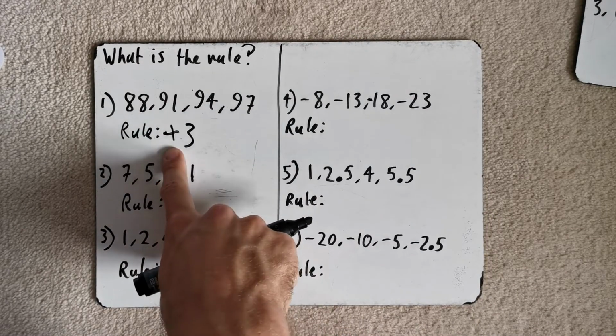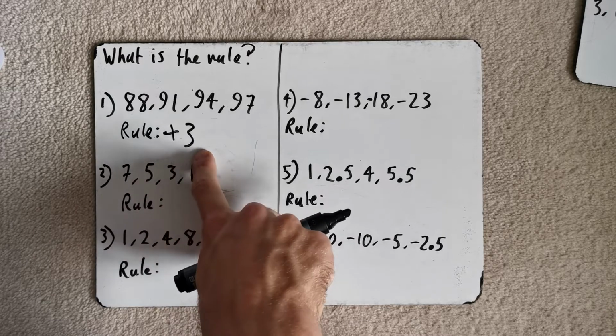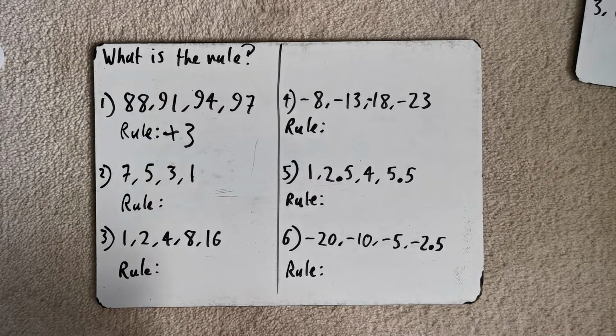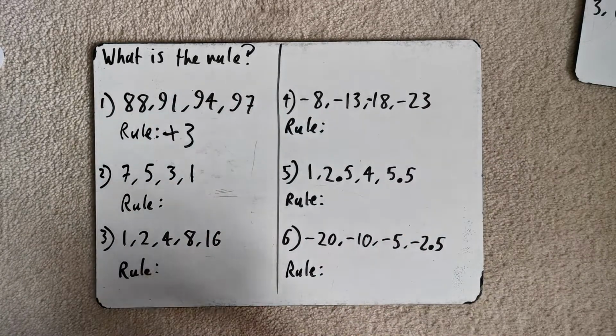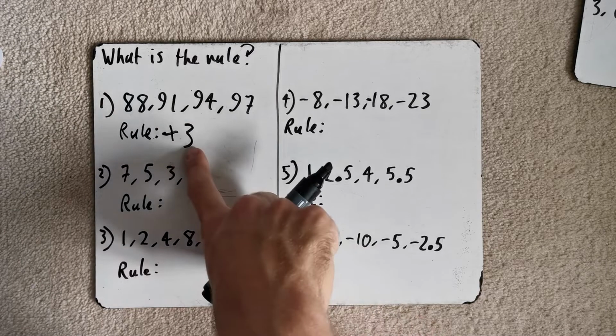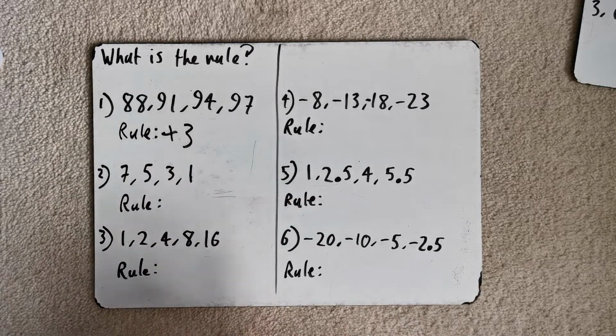Now, important that you put the plus there, because if you just put 3, that just means 3. The rule is 3. That means each number is 3. If you put the rule as 3, that means it goes 3, 3, 3, 3, 3, and so on. That doesn't make sense. You've got to put plus 3 each time.